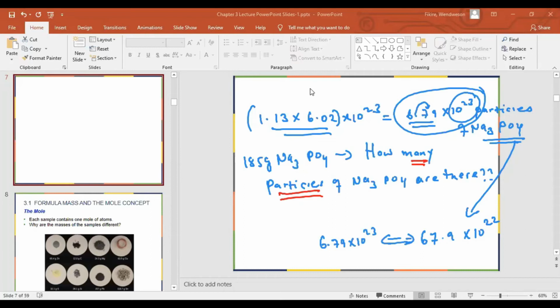So Avogadro's numbers are important to determine or to project the number of molecules or the number of particles in a given amount of substance, even though we can measure 185 grams. If I ask you to measure 185 grams, I'm sure that you don't have any problem. You just have a scale or a balance, a top loading balance, or any regular scale. You can measure 185 grams of sodium phosphate. Now you change that into moles, and then by using the Avogadro's number, you can calculate the number of molecules, how many particles are there.